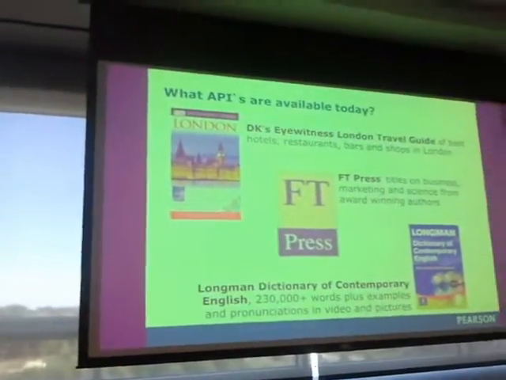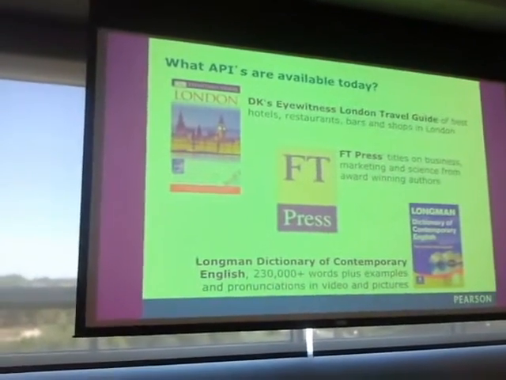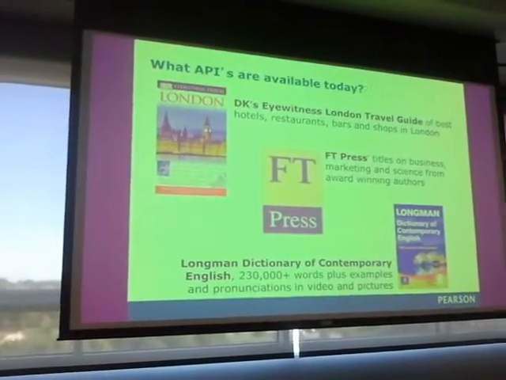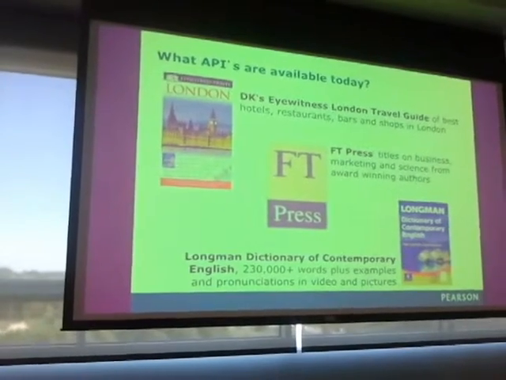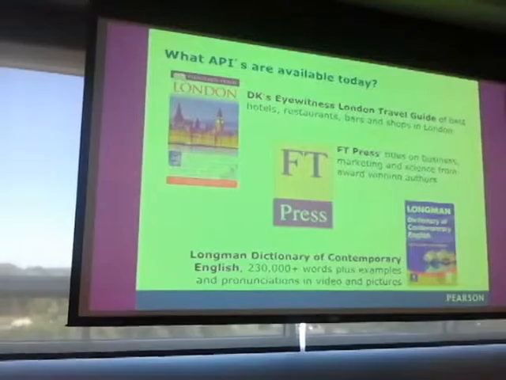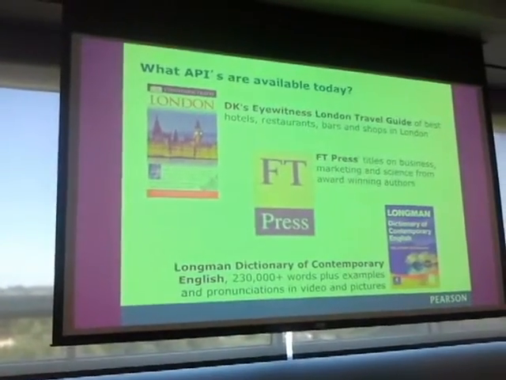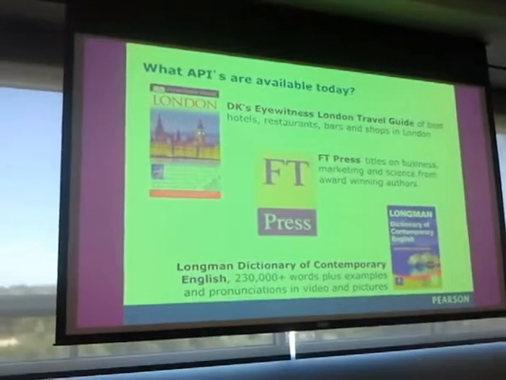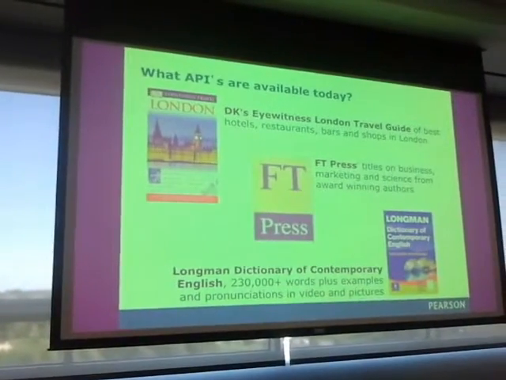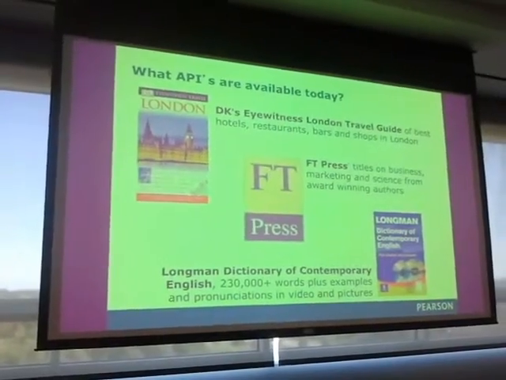So we've launched with 3 APIs. The first one is DK Eyewitness Travel to London, which I think is ideal for doing mobile apps, because you can do a lot with geolocation. As you can see, theaters, churches, pubs, hotels, nightlife. Anything that you want to tie to a person's location and reveal to them while they're traveling around. These data sets are very deep.